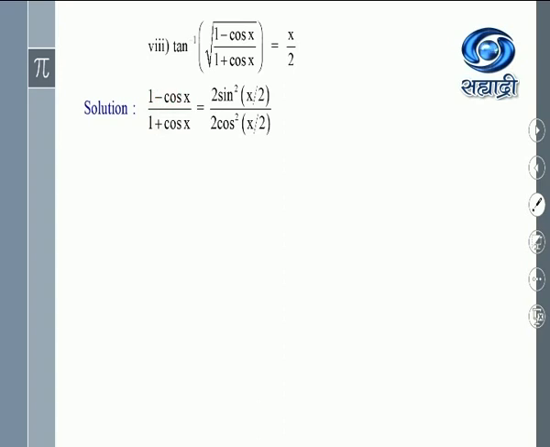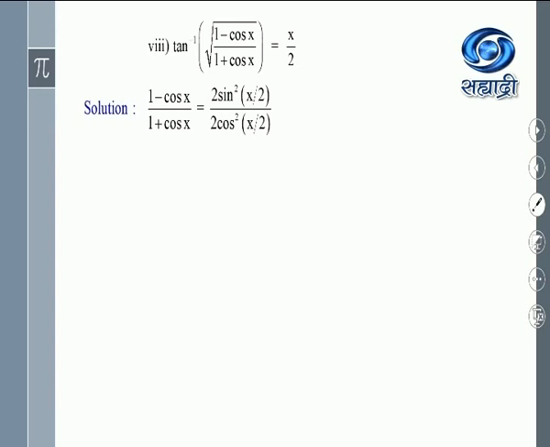What is 1 minus cos x? 2 sin square x by 2. And 1 plus cos x is 2 cos square x by 2. Actually, these two formulae we got from the double angle formula. Cos 2 theta is cos square theta minus sin square theta. So cos x is cos square x by 2 minus sin square x by 2, and two more formulae for those.